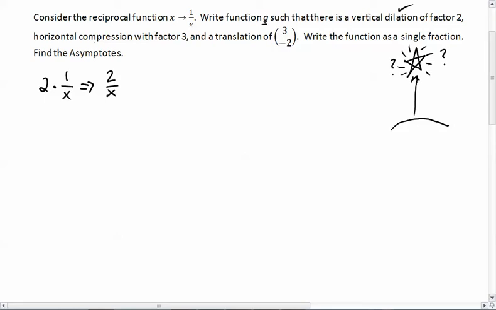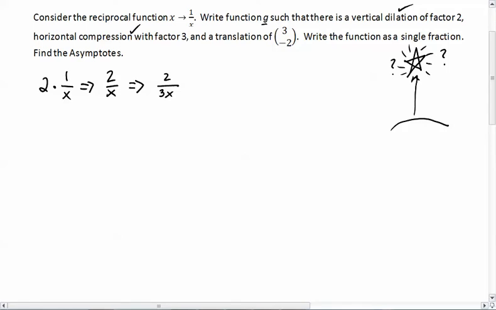It has a horizontal compression with factor 3. So it's being compressed horizontally with a factor of 3. Now, that means it needs to be applied directly to the x. Now remember, on the inside of the function, anything done to x is the opposite. So if I want it to be compressed by a factor of 3, that means I need to multiply the x by 3. So we now have 2 over 3x. All right, so we have our vertical dilation, we have the horizontal compression, which means a dilation where it's being divided by 3, shortened by a factor of 3.